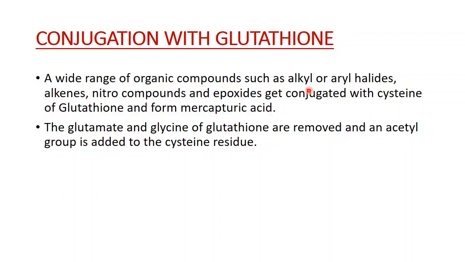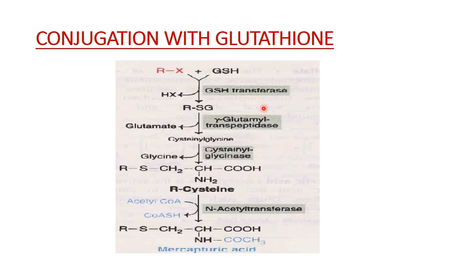And this picture shows the conjugation with glutathione, where the xenobiotics combine with glutathione in the presence of glutathione transferase. Here it removes the glutamate and glycine and forms the R-cysteine, which undergoes acetylation by N-acetyl transferase enzyme and lastly it forms the mercapturic acid which is excreted through the urine.